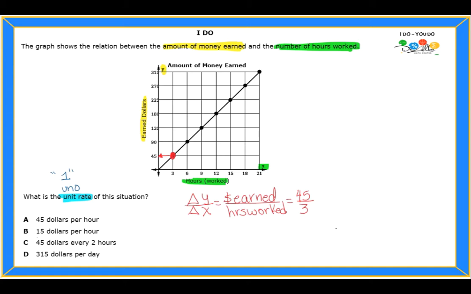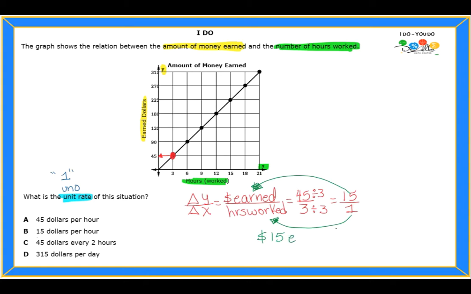If I want to simplify this, which is one of the things that I can do, because remember, I'm looking for the per unit, for 1, I can divide this by 3. And if I do that, I'm going to get 15 over 1. So what does the 15 represent? Well, 15 is the money that he earns when he works how many hours? 1 hour. Very good.